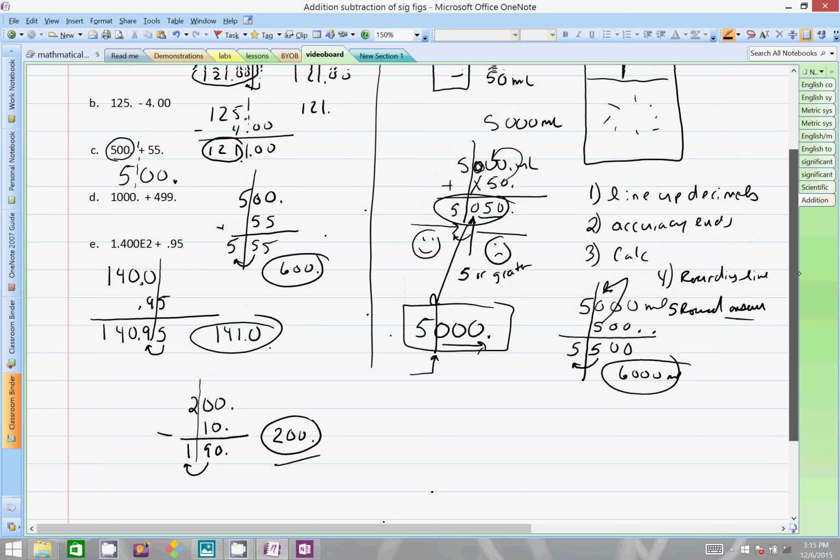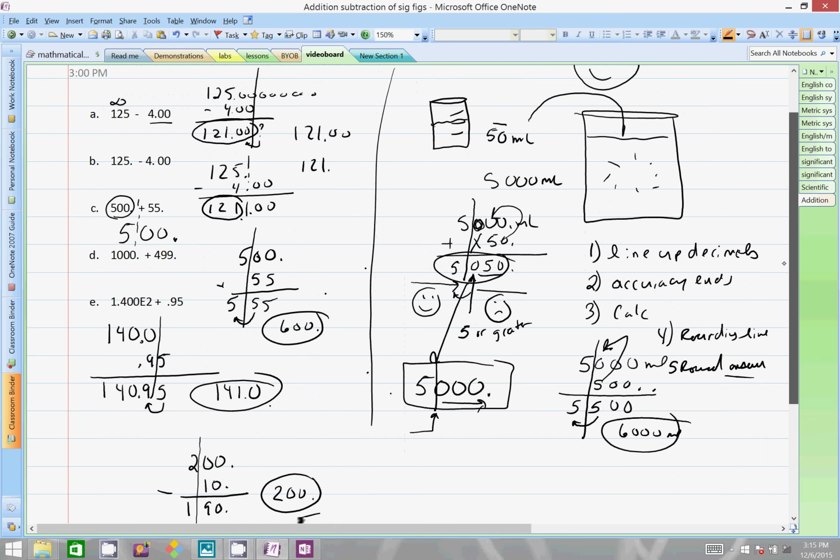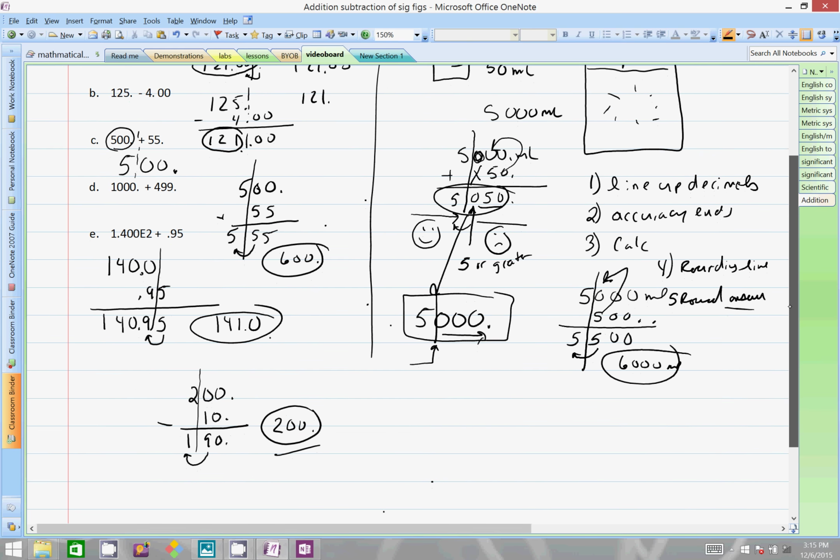Alright, so these are some general rules for adding and subtracting involving significant digits. Thank you very much.